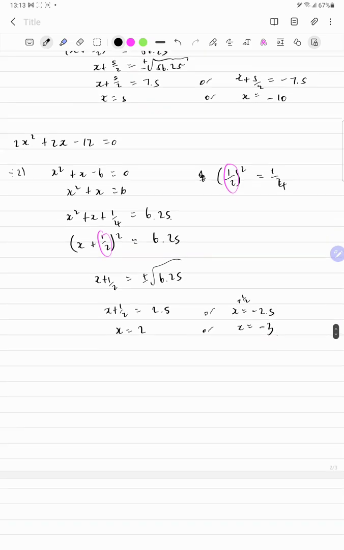And that's it. But last but not least, let us solve the general quadratic by using the method of completing the square: ax squared plus bx plus c is equal to 0. And we'll be deriving a very, very well-known result. Just take a look at this, guys.